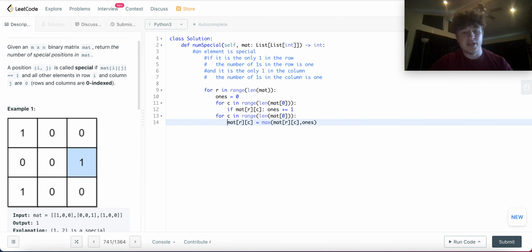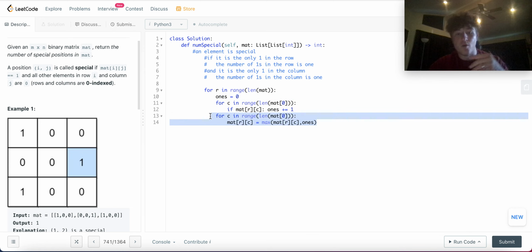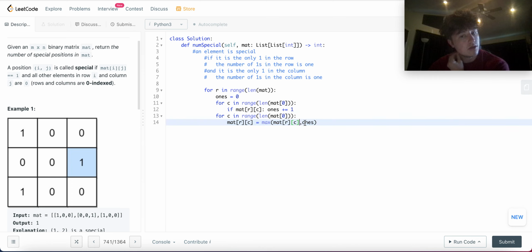So what I'm doing here basically is I'm saying we'll go through, we'll look at each row, then we'll go through the entire column to figure out the total number of ones in the whole column. And then after we do that, we'll update all the ones. We'll only do this if mat of RC, right?